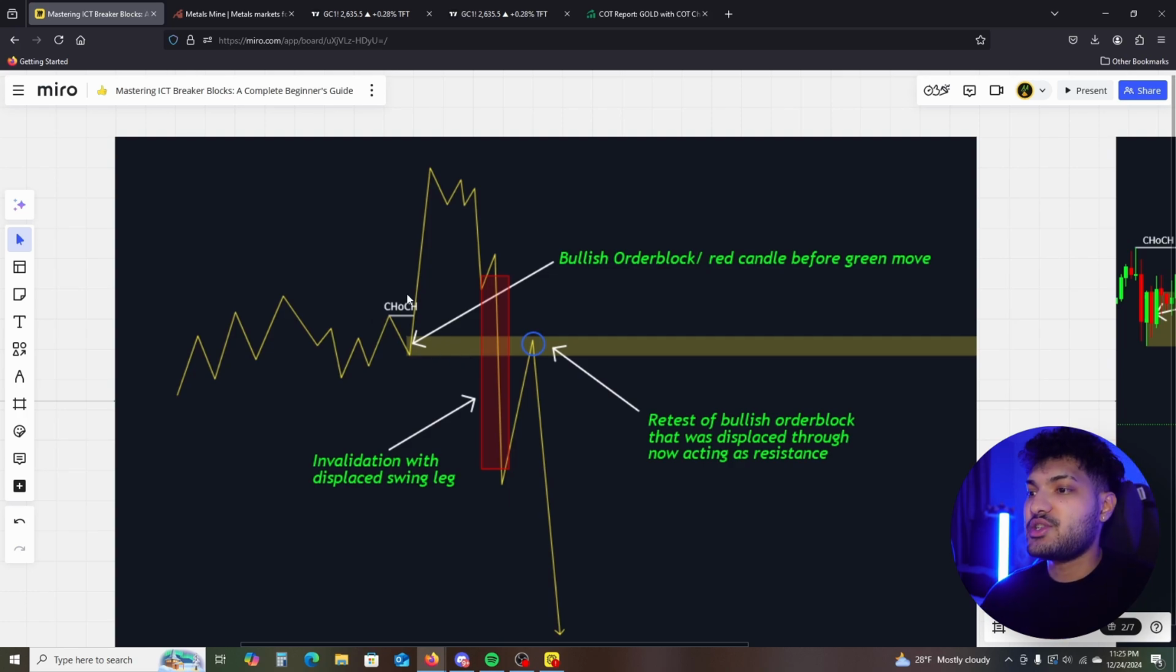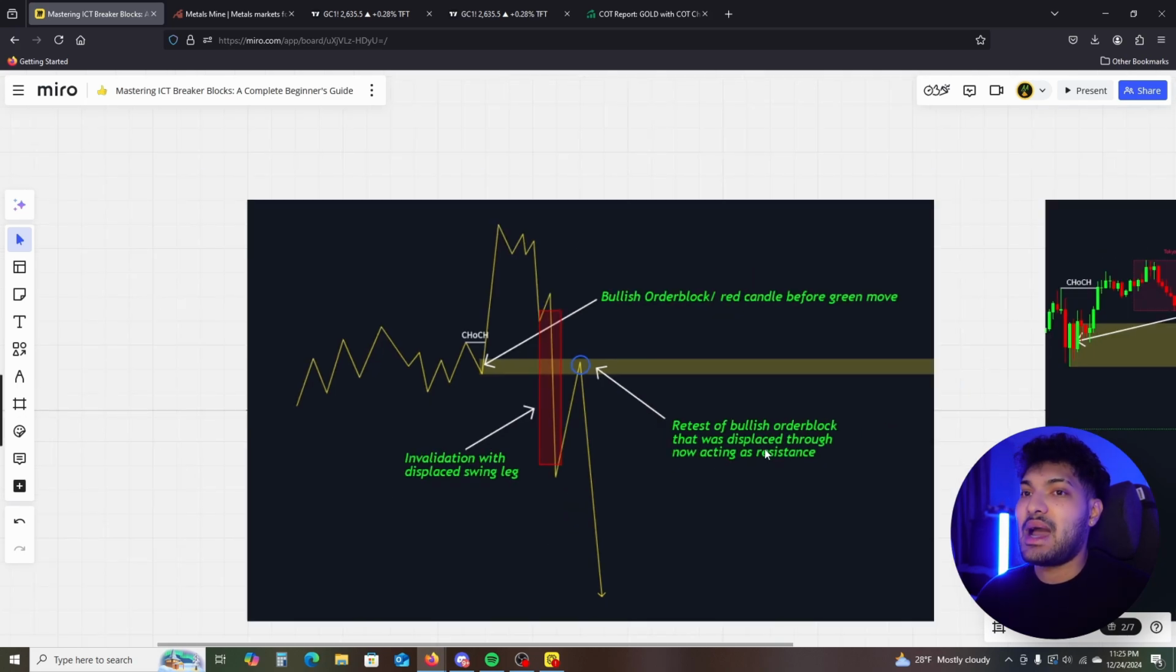Essentially, you have a change of character or break of structure. This is the bullish scenario, with a bullish order block, the red candle before a green move. As you can see, we have that area marked out with our yellow region. Now, this area gets invalidated with a displaced swing leg. You see that red area? That's a swing leg that displaces through and closes immensely bearishly below that area. Assuming the order flow has now shifted bearish, price will retest that area and continue downward. It's a retest of the bullish order block that was displaced through, now acting as resistance.